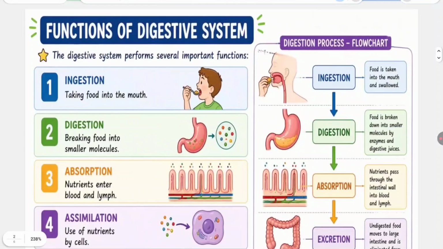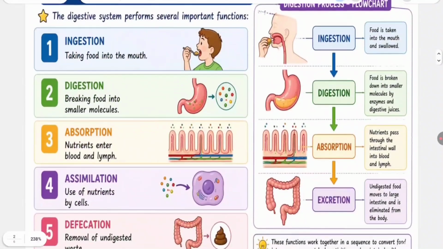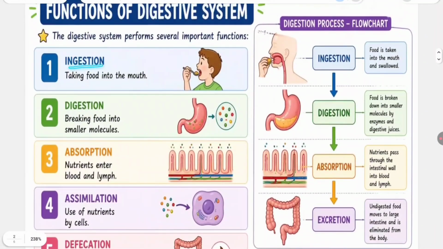next we will discuss the functions of the digestive system. What are the main functions? Main functions are five. Ingestion means taking the food into the mouth. Then digestion means breaking down big pieces into smaller molecules or smaller pieces. Then absorption means nutrients enter the blood and lymph after becoming small particles. Like here you can see these pictures.